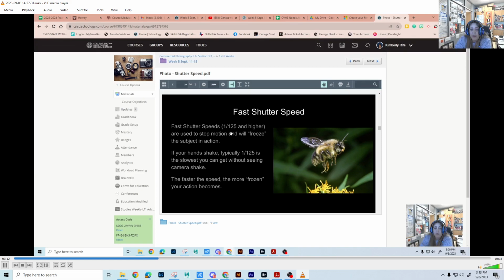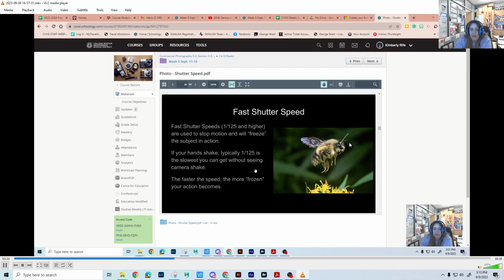So this is talking about fast shutter speed. 1/125th and higher are used to stop motion and will freeze the subject in space. There's going to be times when you want to use a tripod, and we'll look at that in a second when you use slower shutter speed. But if your hands shake, typically 1/125th is as slow as you can get without seeing camera shake and the movement of your camera.